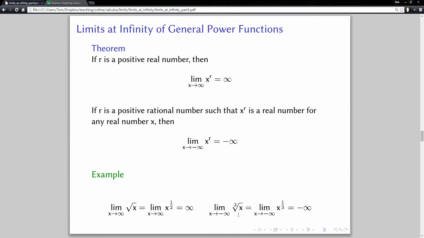So here the limit as x goes to negative infinity of x to the 1/3 is going to be negative infinity.